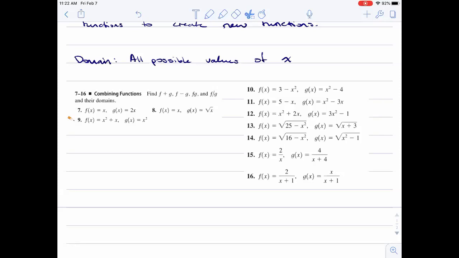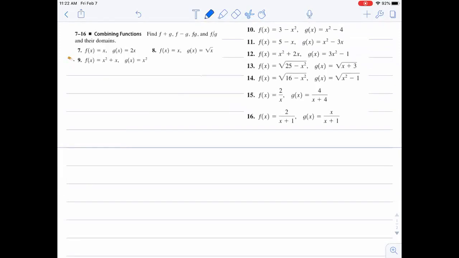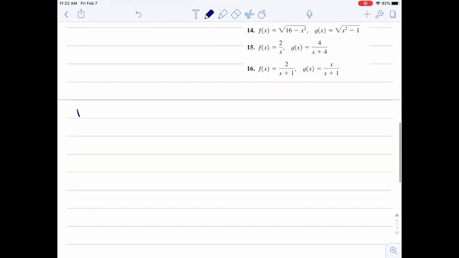So I want to do a little bit of a trickier one. Let's do 16. Just writing it out, f of x is 2 over x plus 1, and g of x is x over x plus 1.